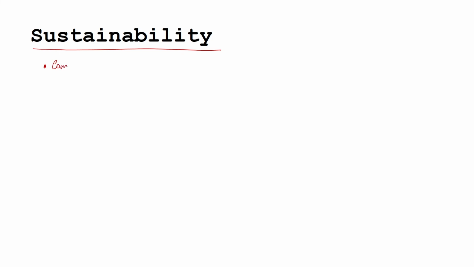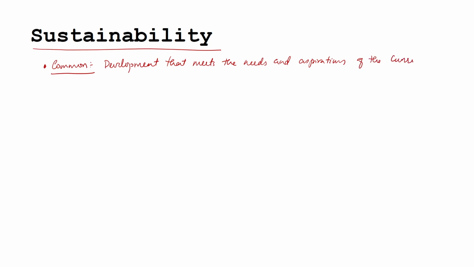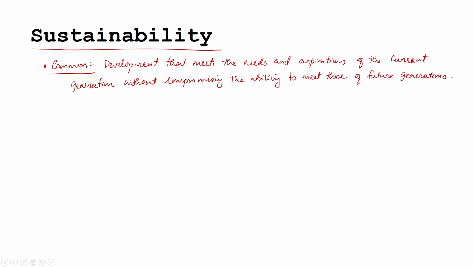The common definition that people talk about is development that meets the needs and aspirations of the current generation without compromising the ability to meet those of future generations. So, the ability to meet the needs and aspirations of the current generation without compromising the ability to meet those of the future generation.